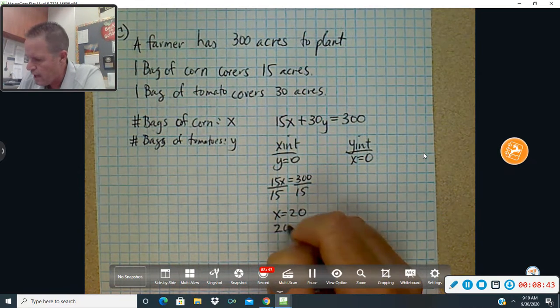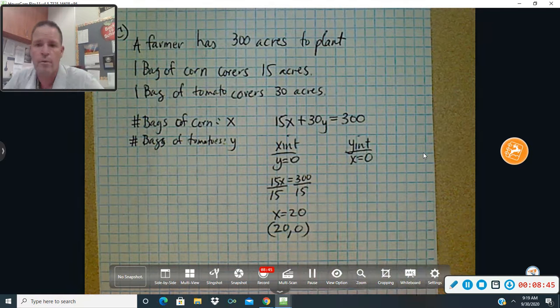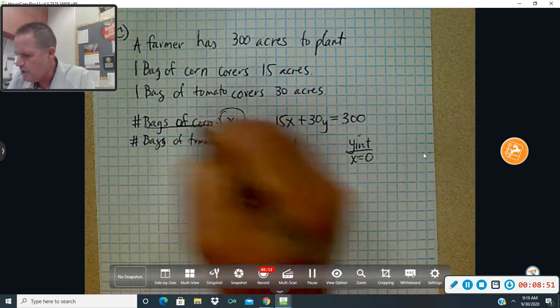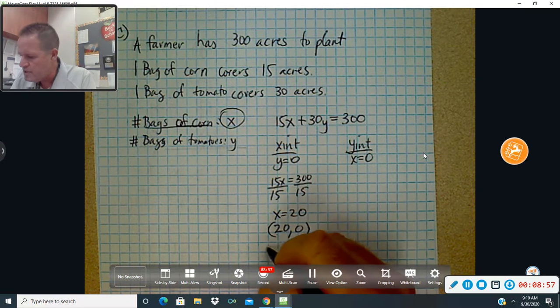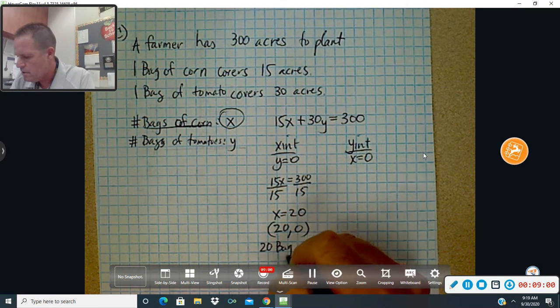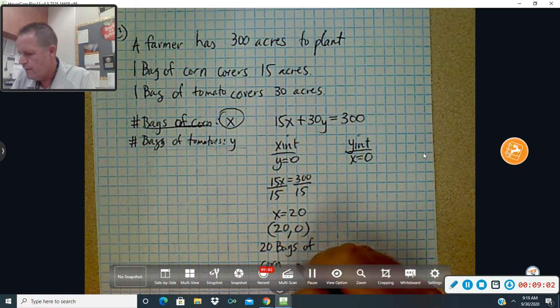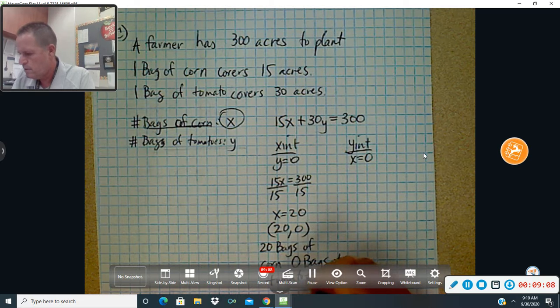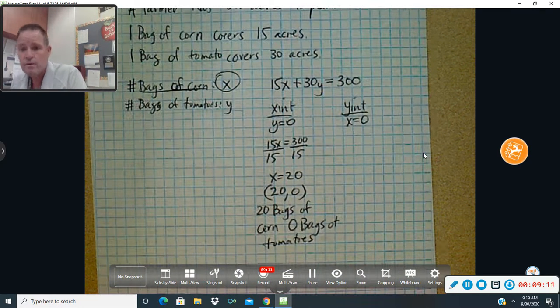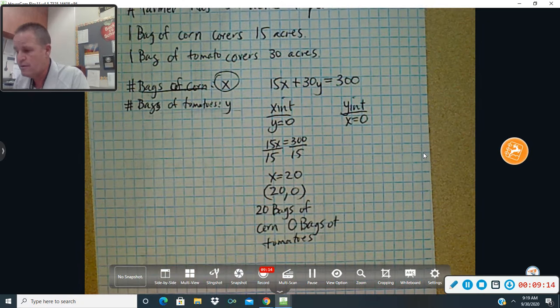Okay, that's (20, 0). Now, before we do the y-intercept, let's figure out what that means. Remember, you said x was going to be corn. Y was going to be tomatoes. So what this represents is 20 bags of corn, 0 bags of tomatoes. That's what that's telling you. 20 is x, and that's bags of corn. 0 is y, that's bags of tomatoes. So if he plants 20 bags of corn, he's going to cover all of his 300 acres.